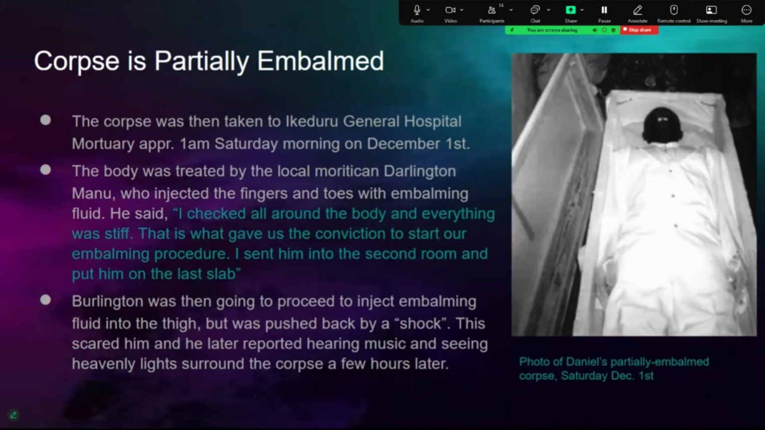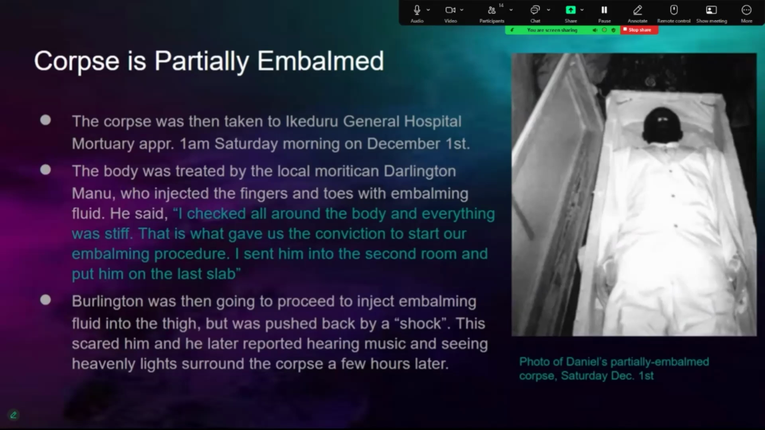And at this point, he stops because he feels a strong kind of electric force that he almost says pushes him back. And this freaks him out. Now, Darlington was not a Christian at the time, but he did believe in, this was pretty common belief in Nigeria, at least at that time, occultism and witchcraft and kind of spiritism. And so he was concerned that Daniel might have been one of these people, that there was some evil force behind it. And so he puts the body to the side and puts it in the cooler for later on.